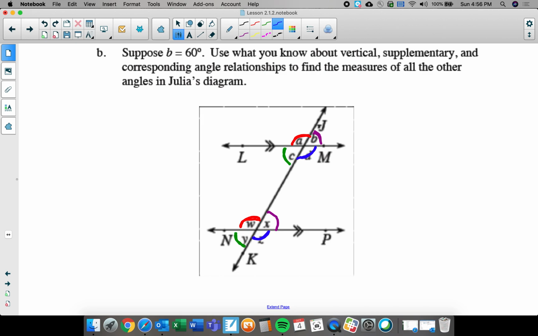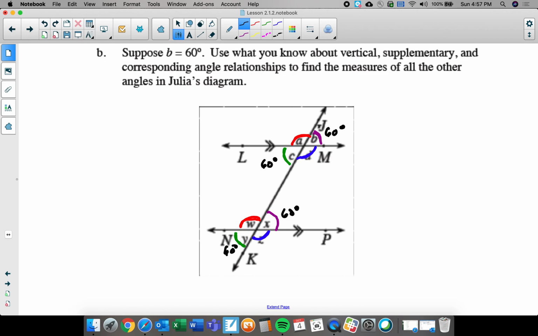Okay? And then in part B, they said, suppose that angle B equals 60. How could you go through and find the other ones? Let me go through and actually change the colors here. If this is a 60-degree angle right here, that means when I slide it down, this is going to be 60. Then if I go through and use vertical angles, that means angle C is going to be 60 because it's vertical with angle B. Slide that down, that means angle Y is 60 degrees.